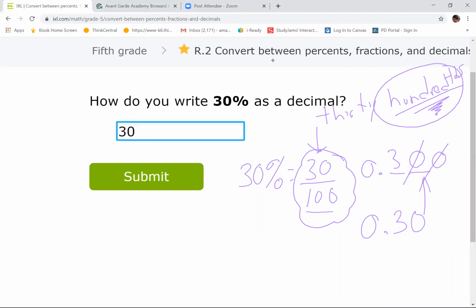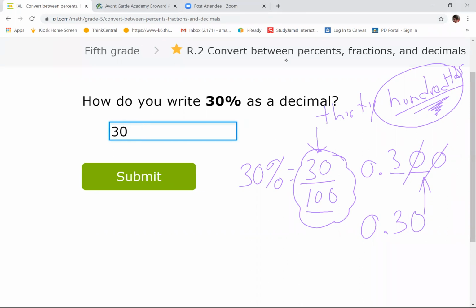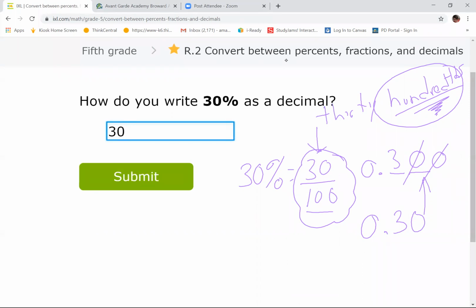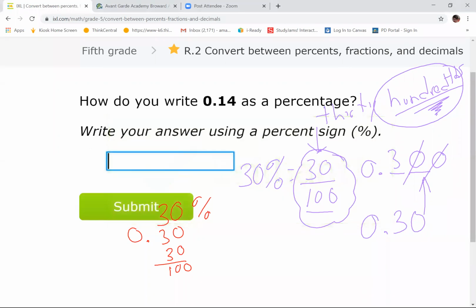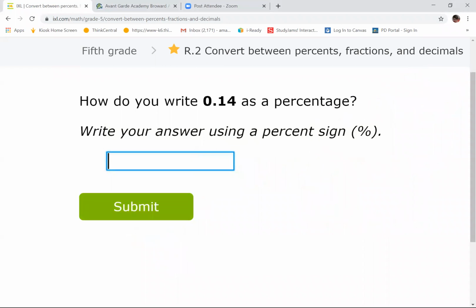The pattern looks like this: 30%, 30 hundredths, 30 out of 100, right? So I put a decimal in there. 0, there we go. Submit. Brilliant. Okay, get your paper and let's see what you can get here.